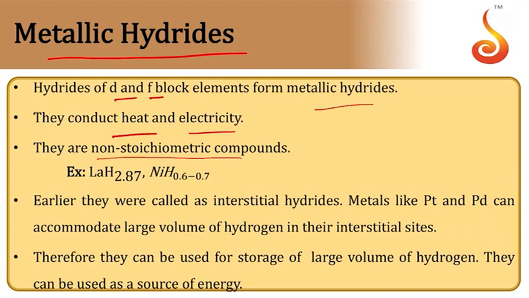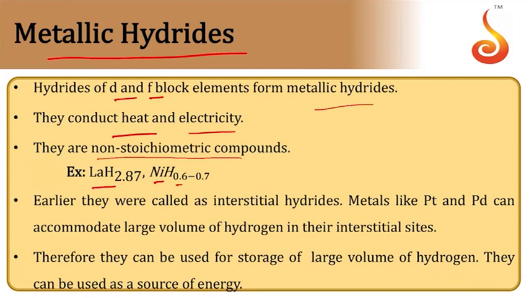For example, lanthanum hydride has 2.87 H. It implies that 1 mole of lanthanum will have 2.87 moles of hydrogen. Similarly, nickel hydride has a range of ratios. 1 mole of nickel can be associated with 0.6 moles of hydrogen or even 0.7 moles of hydrogen. We have a range between those two. Hence, they are called non-stoichiometric compounds, that is, you do not have any fixed molar ratio.